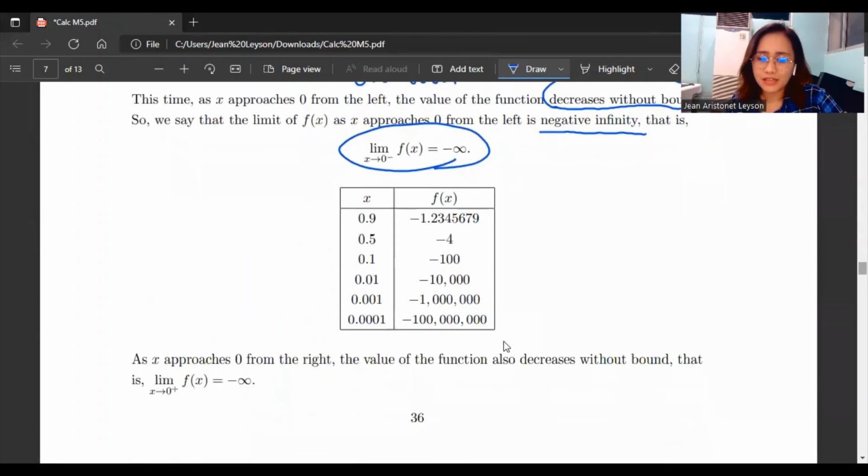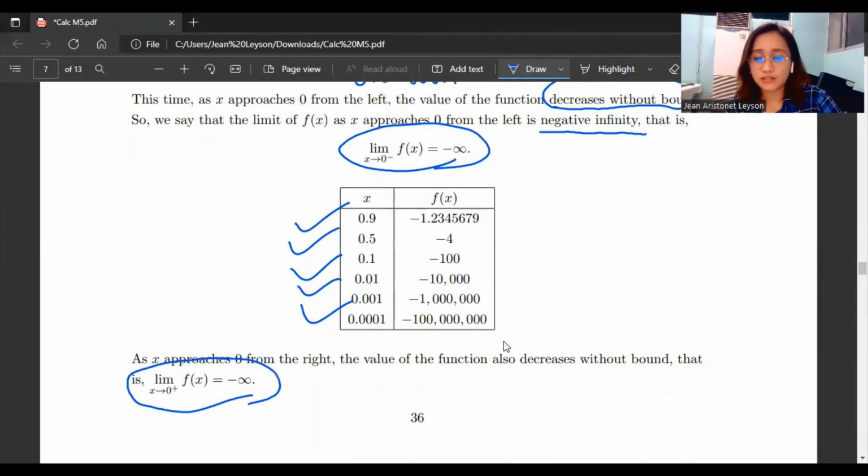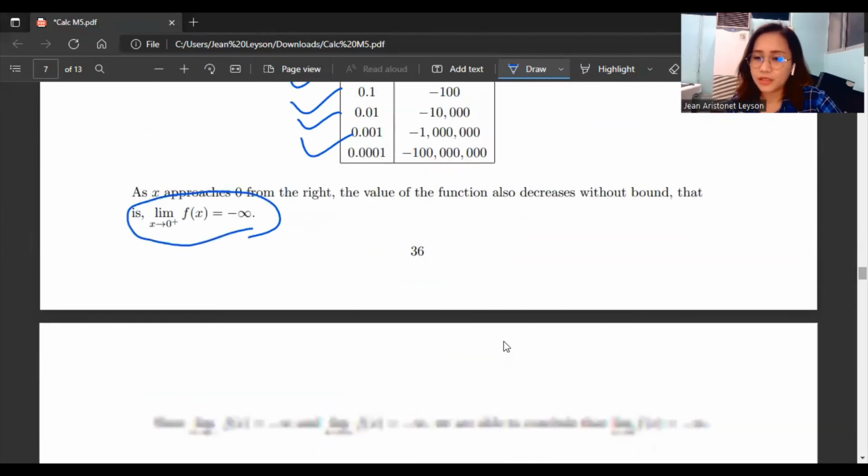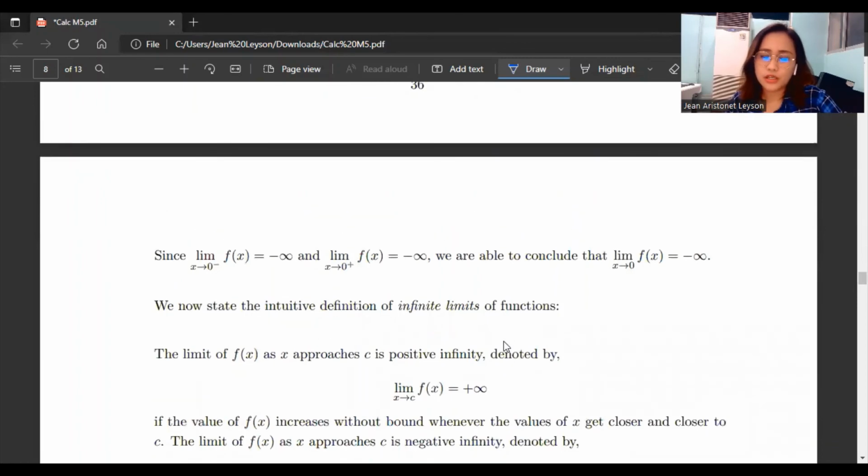Now, from the right side, so approaching 0 from the right, still the same thing. The limit of the function as x approaches 0 from the right is also negative infinity. So therefore, since the limit of the function both from the left and from the right side are the same, the limit of the function as x approaches 0 is negative infinity.